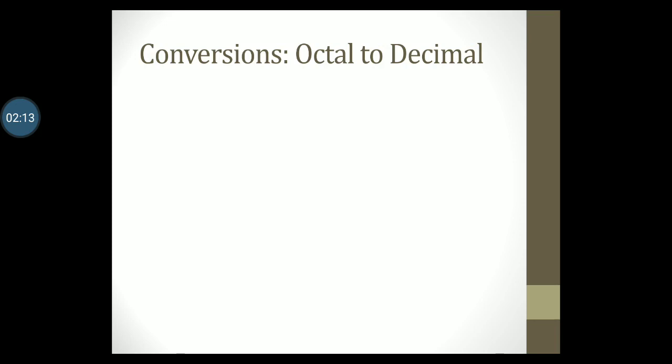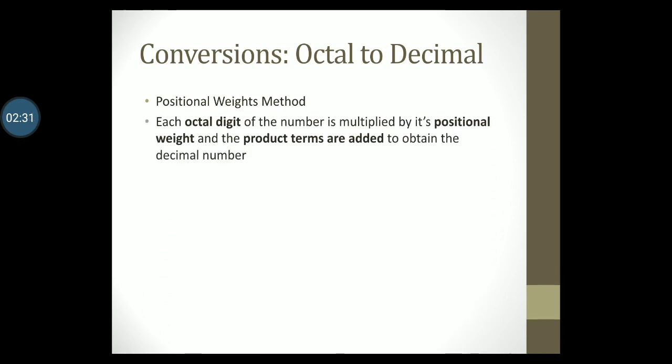Now let's talk about conversions. Firstly, converting octal to decimal. This method uses the positional weights method, a method very similar to conversion of a binary number to decimal. In this method, each octal digit of the number is multiplied by its positional weight and the product terms are added to obtain the decimal number. Let us take an example.